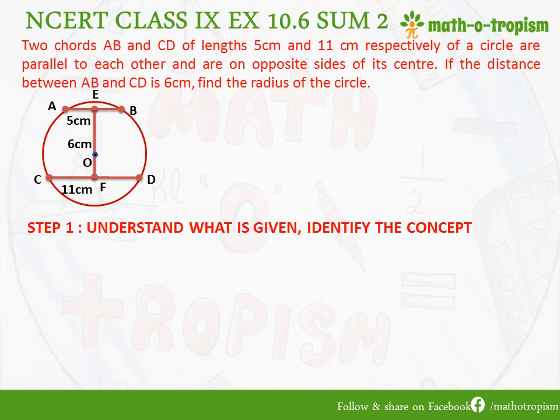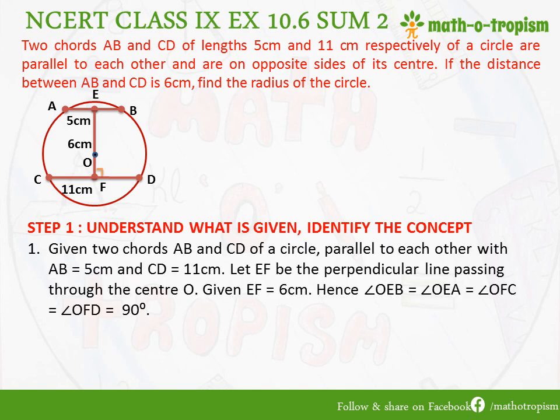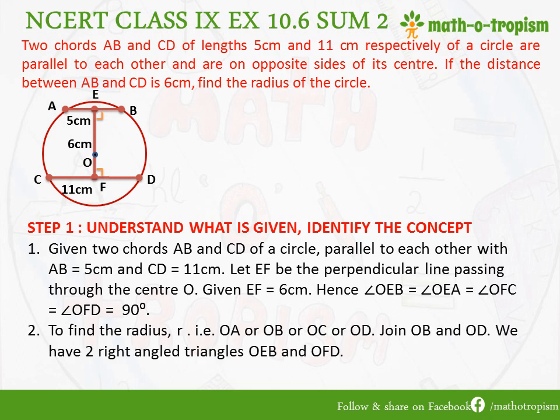Understanding what is given and identifying the concept. Given are two chords AB and CD of a circle parallel to each other, with AB and CD being 5 cm and 11 cm respectively. We have drawn the perpendicular EF passing through the center, and EF is equal to 6 cm. Since this is perpendicular, angle OEB is equal to angle OEA, which is equal to OFD, which is equal to OFC. All are 90 degrees since it is the perpendicular distance between the two lines. We need to find the radius r, that is OA, OB, OC or OD.